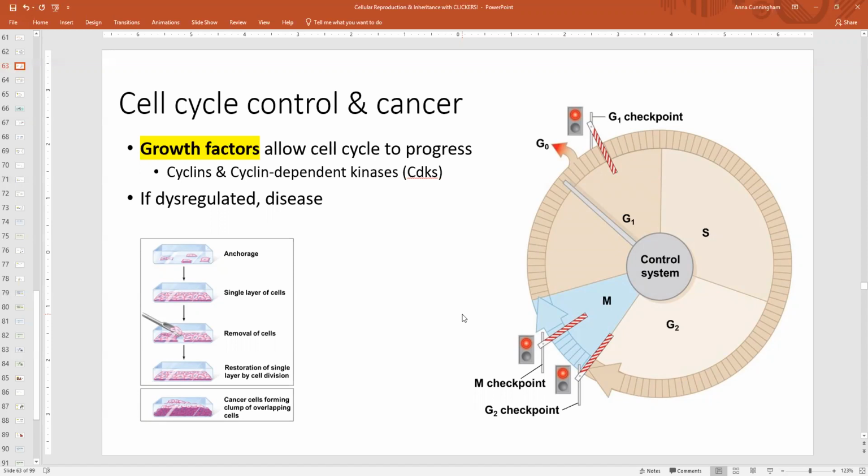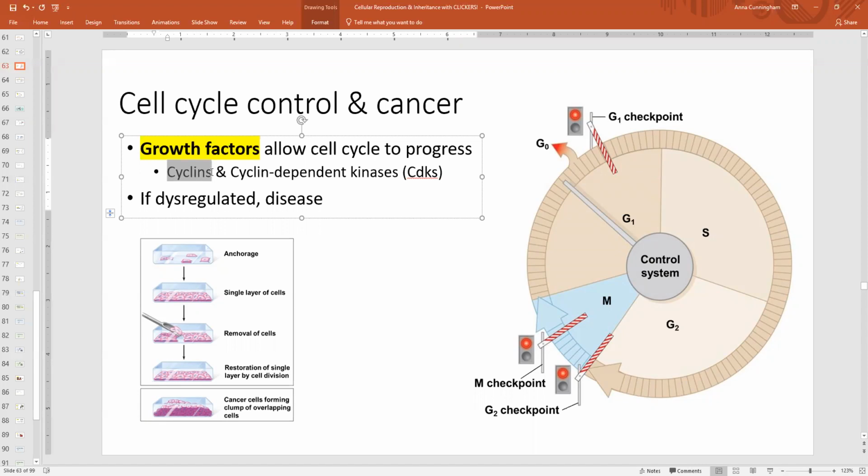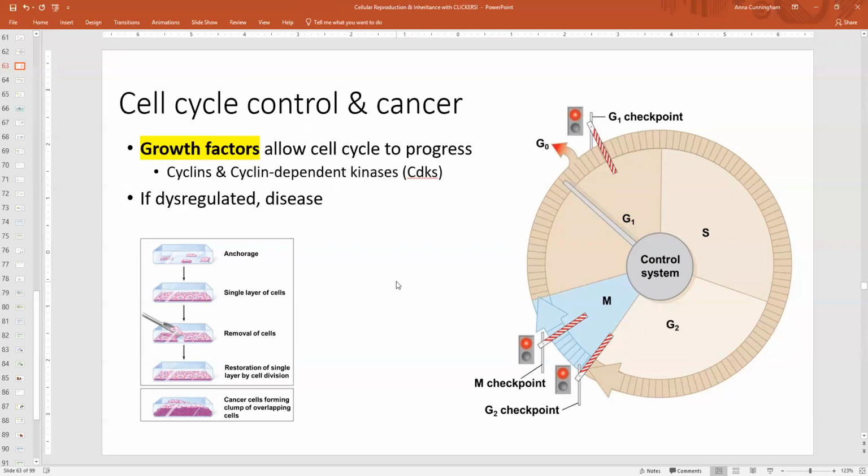But what I want you to know right now is that some of those genes code for what are called cyclins and cyclin-dependent kinases. Notice that those are not highlighted, because you don't need to know exactly what they are. I'm just throwing it out here so that you've heard those terms before. Cyclins and cyclin-dependent kinases, or CDKs, are what we call growth factors. Growth factors are extracellular signals that tell a cell whether or not it is allowed to progress through the cell cycle. And you have a couple of different ones of these.